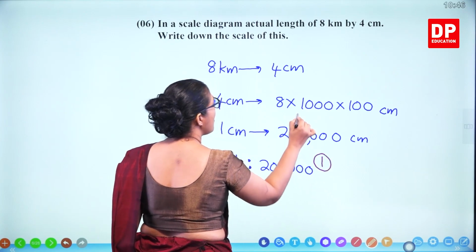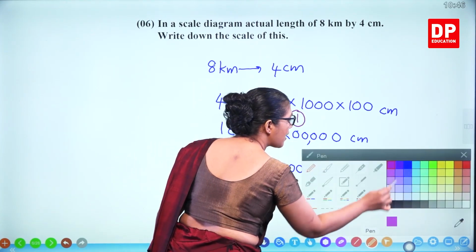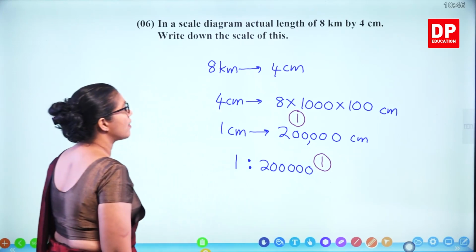So 1 mark and 1 mark. So the method mark and the accuracy mark.